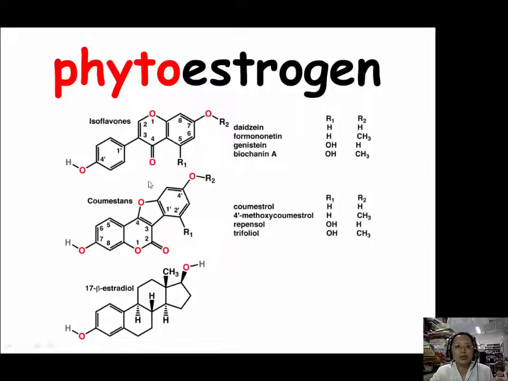Phytoestrogen, the structure of phytoestrogen like isoflavones. Phytoestrogen is any of a range of various compounds found in plants that function similarly to estrogens, like we show in the bottom of the PowerPoint, 17-beta-estradiol. This is the animals', humans' estrogen, and isoflavone, the structure of isoflavone, or this one, coumestans, they are structurally similar to 17-beta-estradiol, and that's why they are called phytoestrogen.